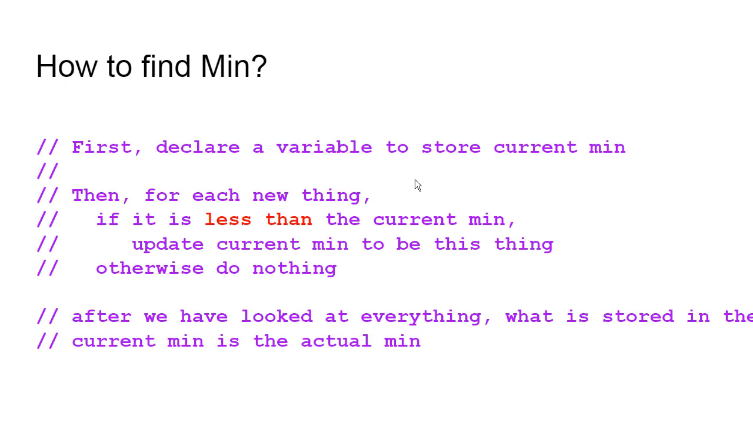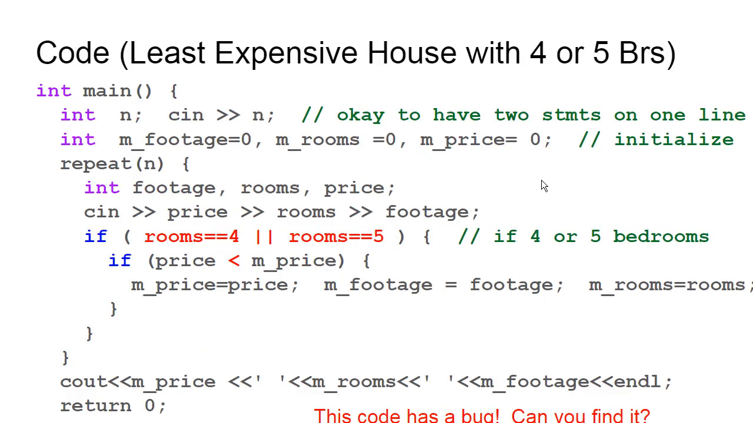Okay, so this question, in addition to asking to find the most expensive, also asks to find the least expensive house with 4 or 5 bedrooms. So finding min is similar to finding max. It's just that when we check each new thing, we will see whether it's less than the current min. If it is, we will update the current min.